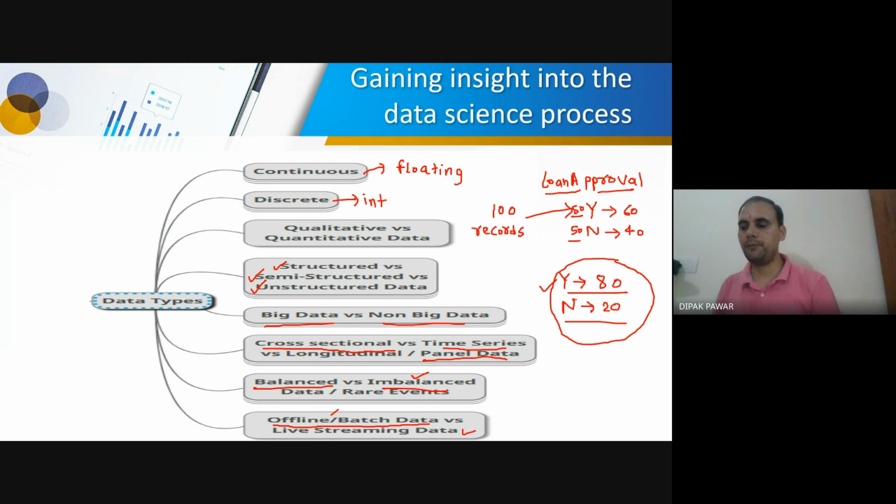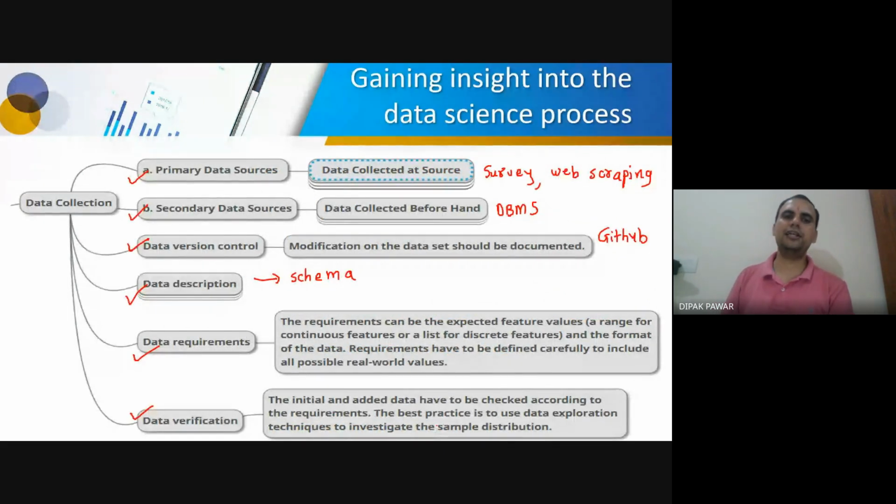How to deal with imbalanced data, that part also we covered in the last class. Next, we covered offline data or batch data and live streaming data. So these are the concerns related with data types.